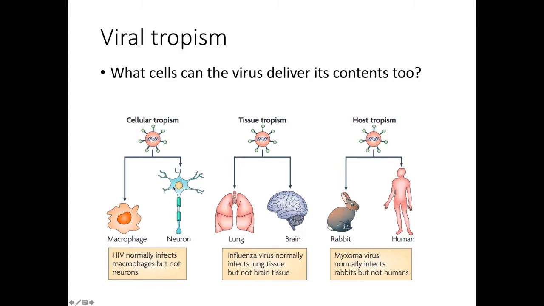And then in addition, there's host tropism, because some viruses can infect some organisms. For example, the myxoma viruses can infect rabbits, but they can't infect humans. So you might not want to use a myxoma virus, for example, for genetic engineering of a human.